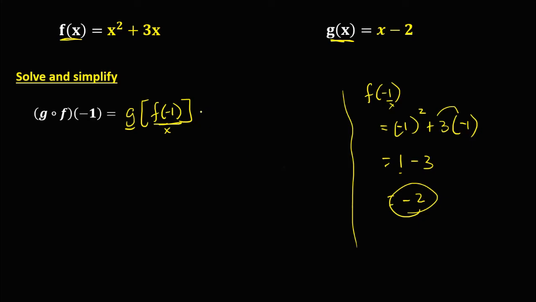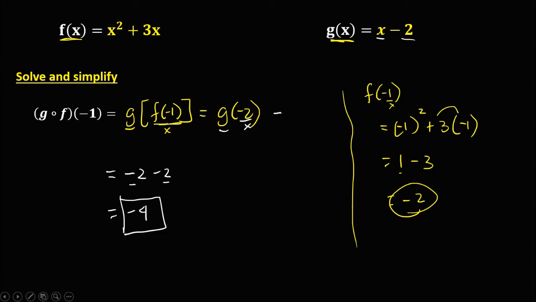So we can rewrite now this equation as g of negative 2. To simplify, from g of x, x is negative 2, so this x becomes negative 2, then minus 2, and negative 2 minus 2 is negative 4. Therefore, g of f of negative 1 is equal to negative 4.